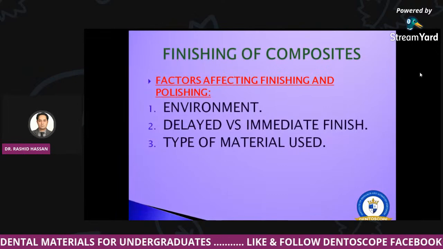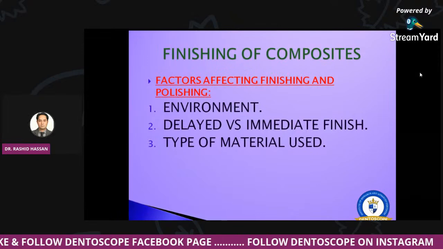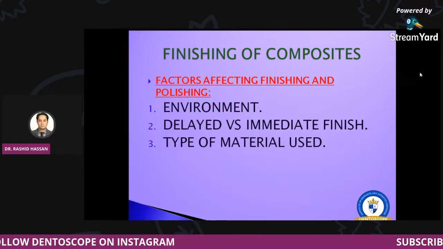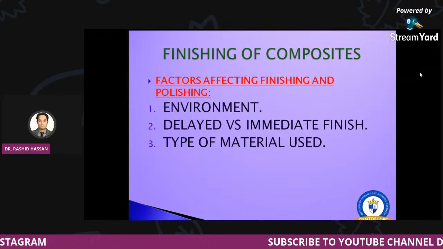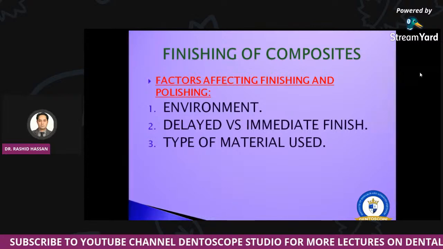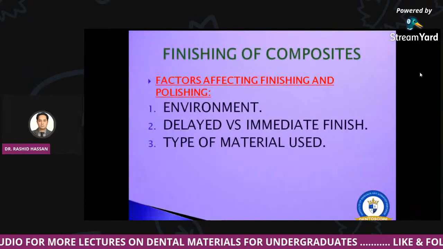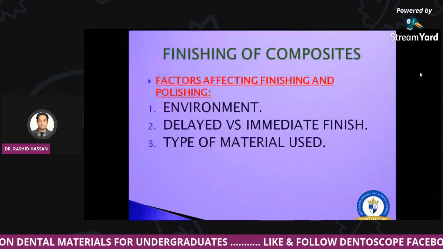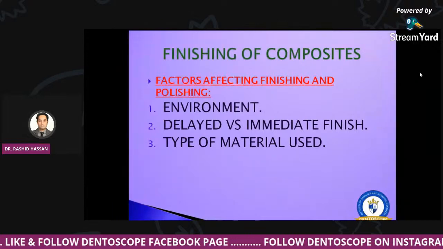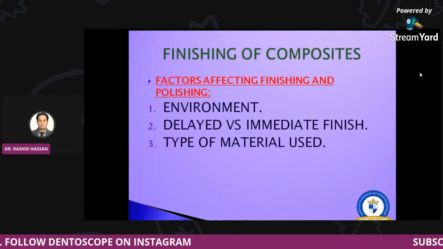Now coming to the finishing of dental composite, the factors which affect finishing and polishing are mentioned in Phillips Science of Dental Materials. There are three different factors. Environment. If we talk about the environment, there are two schools of thought. One says that you can easily finish and polish the dental composite in a wet environment. The oral cavity is always wet with saliva, so it is said that you can do the polishing procedure in a wet environment. But some people say that you need to use a rubber dam to isolate the tooth and then do the polishing.